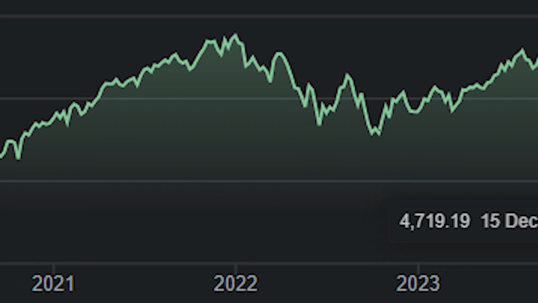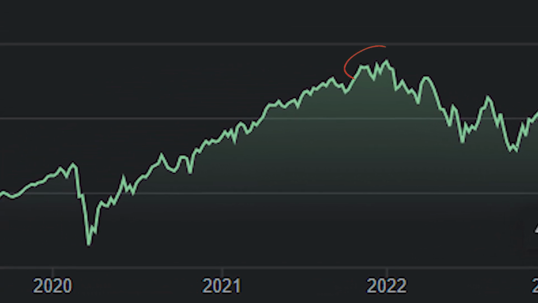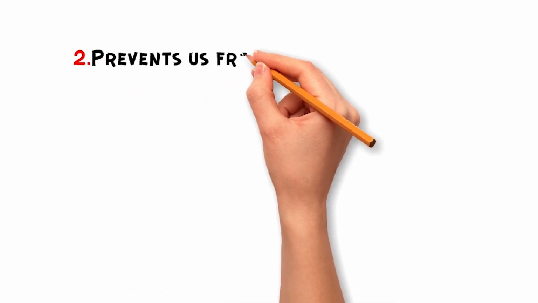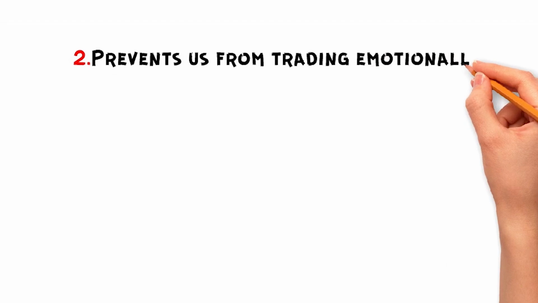On the contrary, if you made a one-time purchase of S&P 500 at the end of 2021, your investment could be negative today. Number 2, dollar-cost averaging prevents us from trading emotionally.